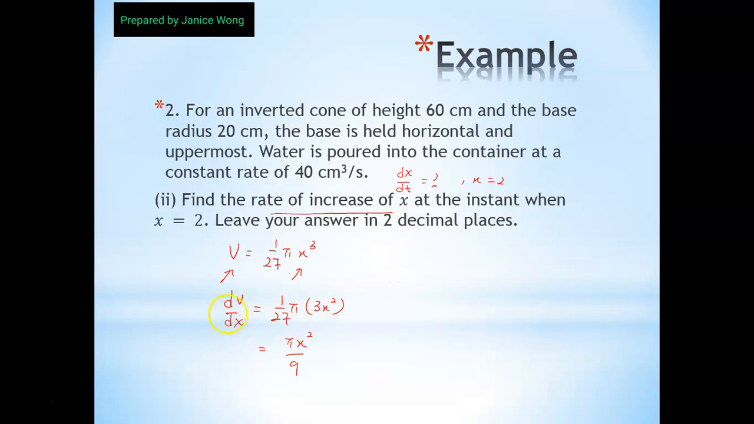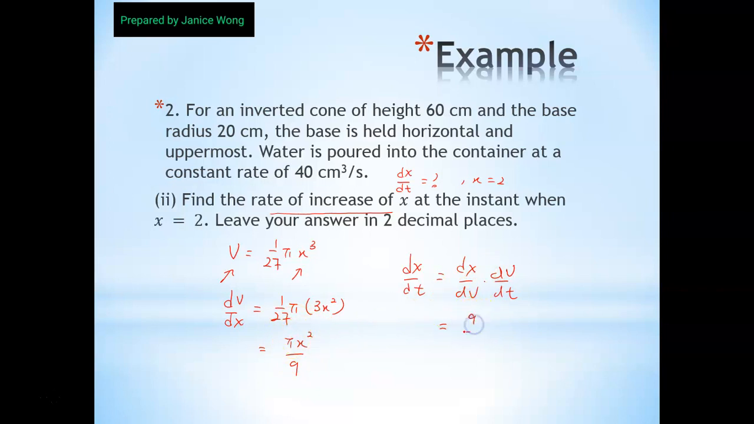After differentiating the formula, we apply the chain rule. To get dx over dt, it equals dx over dV times dV over dt. In between, what do we put? We put dV. So dx over dV is the reciprocal of dV over dx.